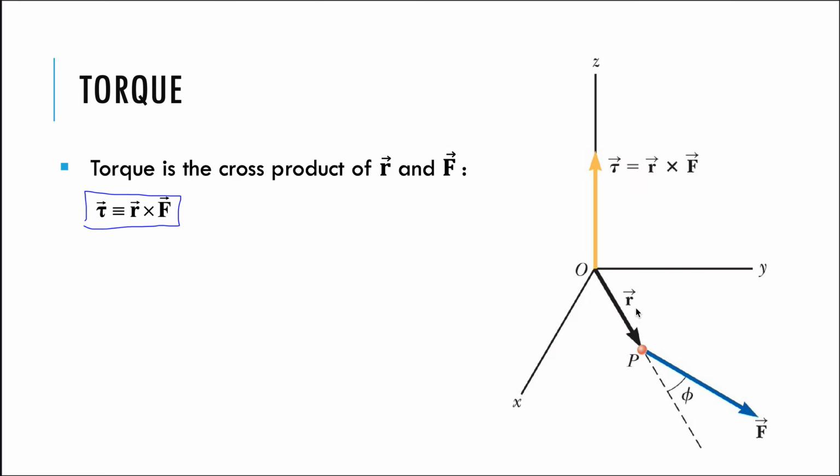Let's look at our picture here. We have a particle at point P right here. Its position vector is described by R, from the origin to that point. There's a force acting on this particle in this direction down here, and the force vector makes an angle phi with the position vector. So if we were to calculate the torque exerted by this force on this particle, we would find a component of F that's perpendicular to the position vector, and that would be F sine phi multiplied by R.